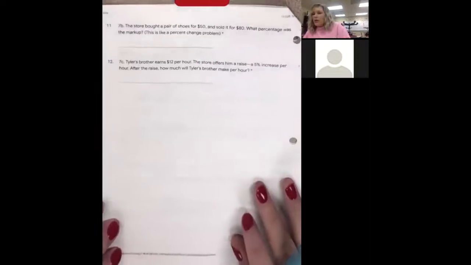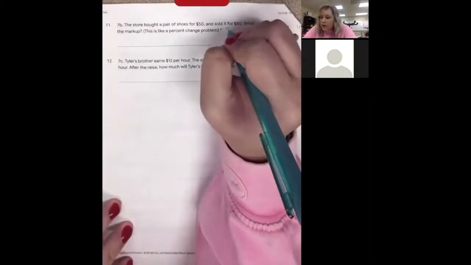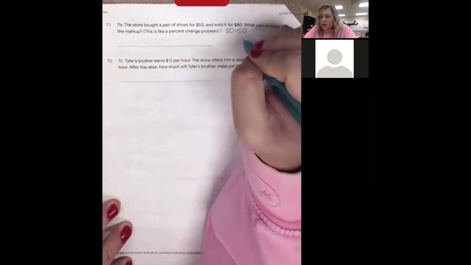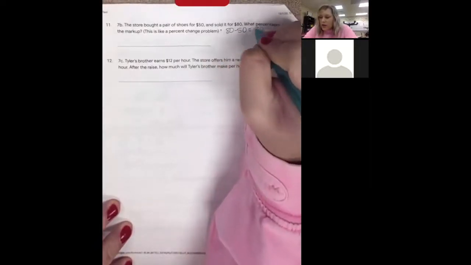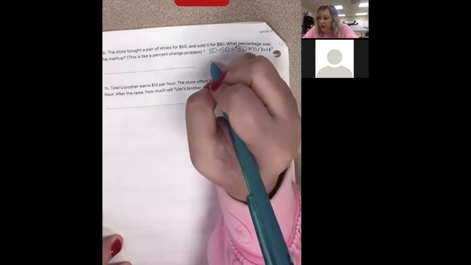Okay. So that same store bought a pair of shoes for $50 and sold it for $80. So it wants to know what was the percent of the markup. They sold it for $80, but they purchased it for $50. So that was a $30 markup. So we want to know $30 is what percent of the original amount of 50.